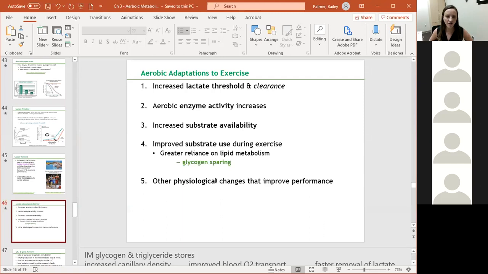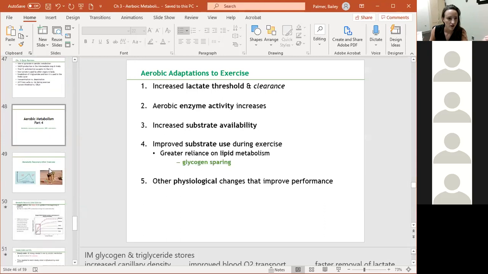And then we talked about other physiological changes like improvements in mitochondria, improvements in capillary density, blood flow, oxygen delivery, kind of all of that. So those are our aerobic adaptations. So next, let's get into oxygen deficit, steady state, and EPOC.